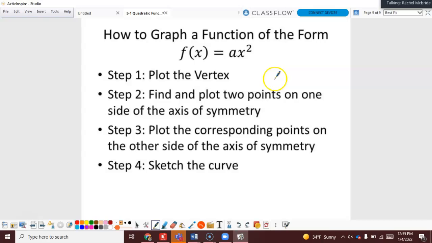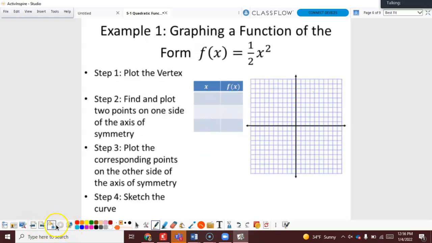How are we going to graph these? So we're going to focus on plotting our vertex and then plotting the points to the right and to the left of the vertex using the idea of the perfect squares. Okay?